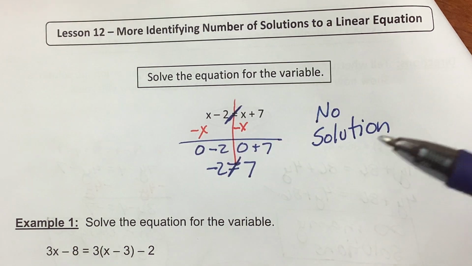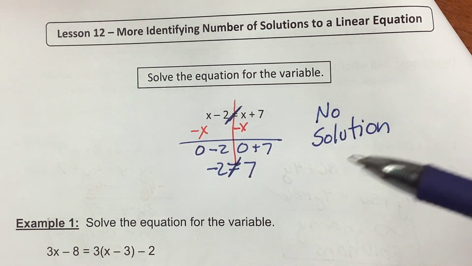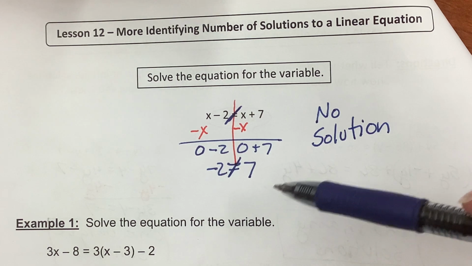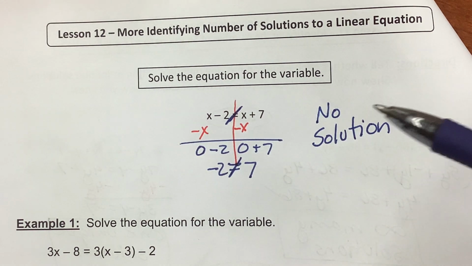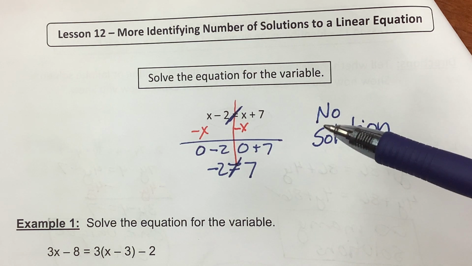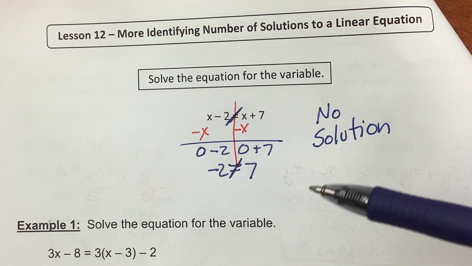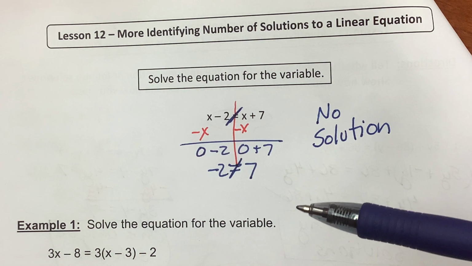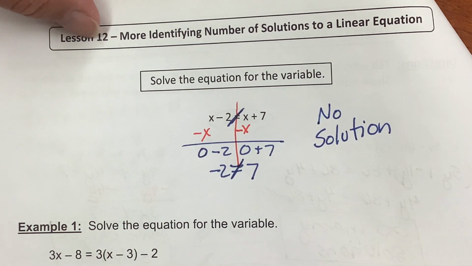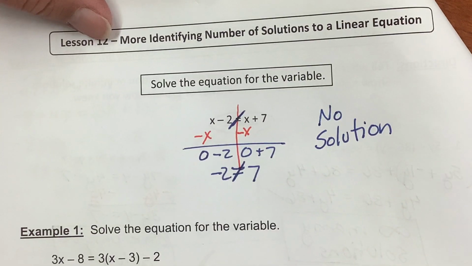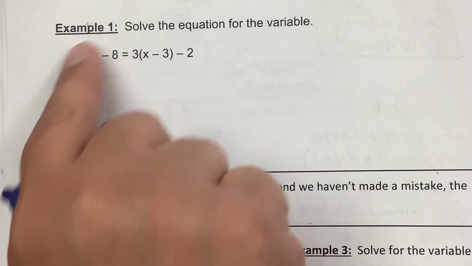0 minus 2, negative 2. 0 plus 7, 7, not equal. 1 minus 2, negative 1. 1 plus 7, 8. 2 minus 2, 0. 2 plus 7, 9. It's never, ever going to work. No matter what number we pick, what fraction we pick, no number will work. So there is no solution for this. Okay, well, let's take a look at the next problem.